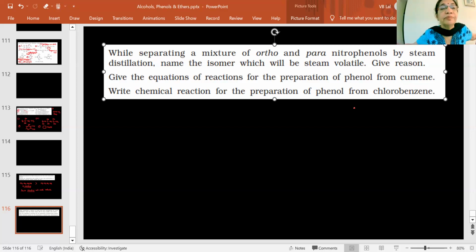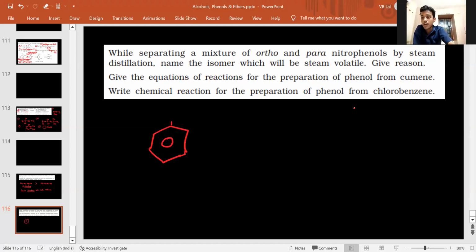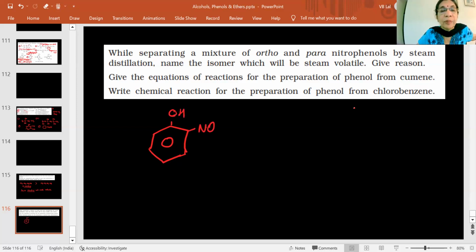11.11. While separating a mixture of ortho and para nitrophenol by steam distillation, name the isomer which will be steam volatile. Which isomer will be steam volatile? That means which is more volatile than the other. So what are ortho and para nitrophenol? Sai Kalyan, will you explain this? So what is ortho nitrophenol? This one. Yes, miss. And para nitrophenol.